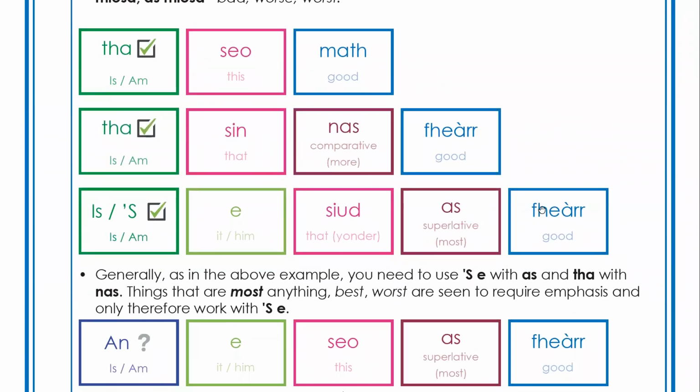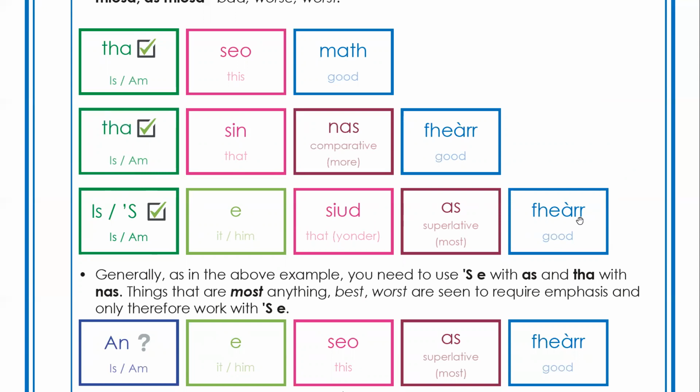But if we want to use best, we need to use is in the sentences. So is é seo is fearr. And here, seo, sin, súd doesn't really matter what the object is in here. It's just an example. This, that, and that over there. So tá seo maith, tá sin níos fearr. Is é seo is fearr. So you have to use a slightly different sentence structure to say that it's the best thing.